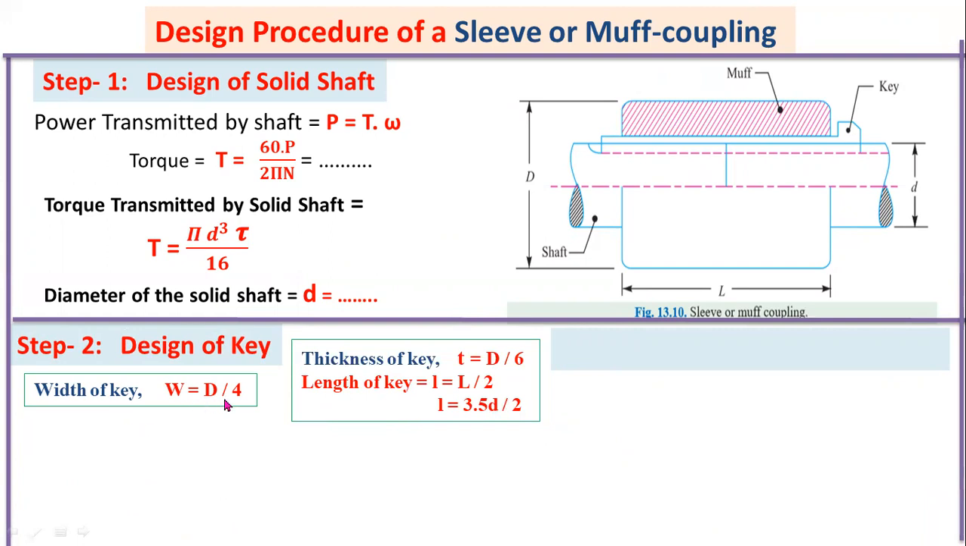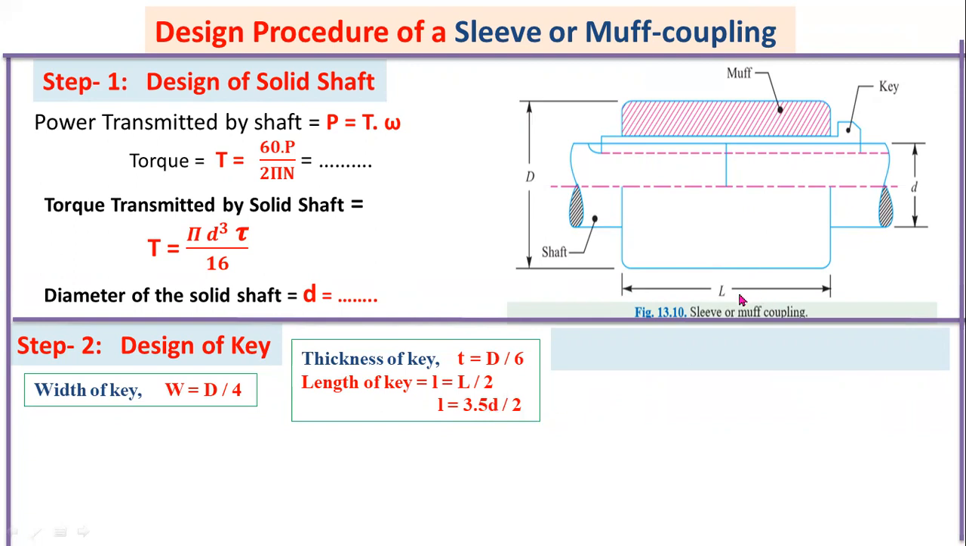Width of the key equal to diameter by 4, and thickness of the key, t equal to d by 6. Length of the key in each shaft: here we are using a single key, but we have to design a key in each shaft. The minimum length of the key in each shaft is equal to half of the length of the sleeve, that is l equal to L by 2.